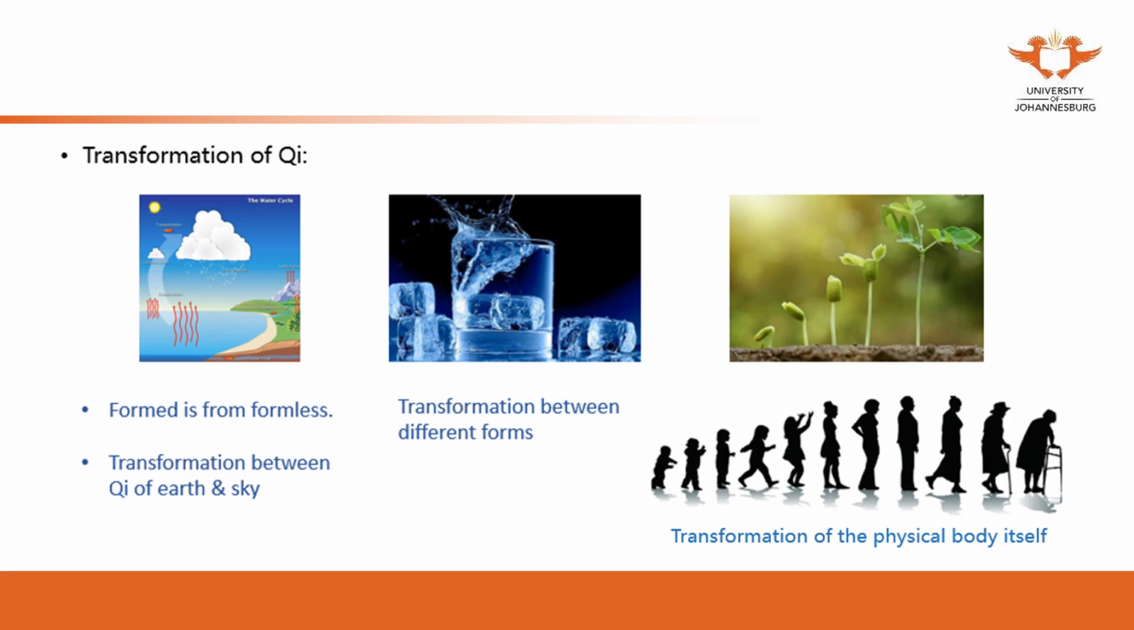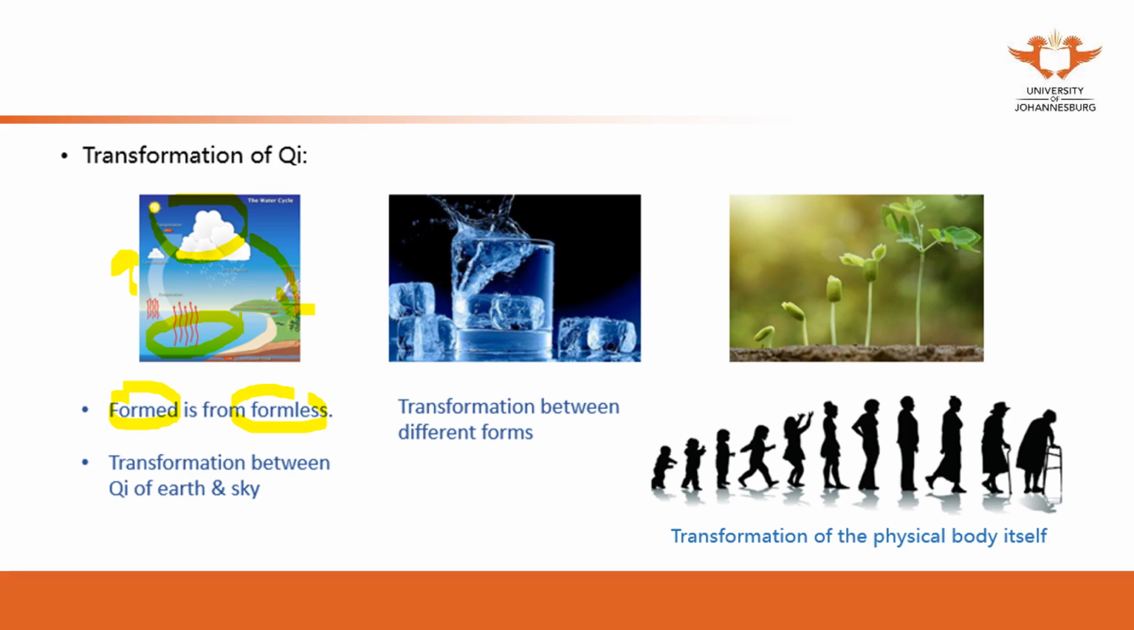The formed is from the formless. What does it mean? Formed is something you can see. Formless is something you cannot see. For example, when you see the ocean, the water becomes air and then cloud, and the clouds become rain back to the ground.